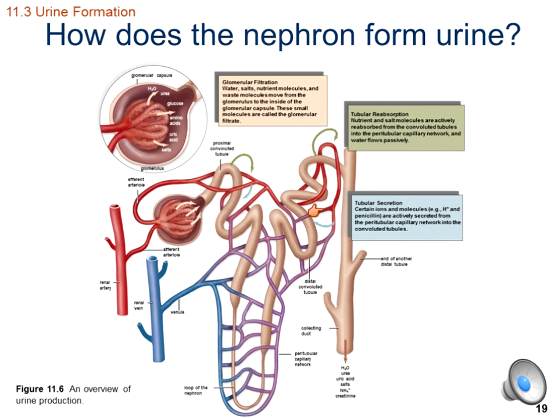And then tubular secretion. Certain ions and molecules like hydrogens and penicillin are actively going to be secreted and put into the filtrate, and they're going to make their way into the collecting duct. So by the time we get to this urine, it consists of water, urea, uric acid, some salts, ammonia. Ammonia is what gives urine its characteristic smell, and creatine.